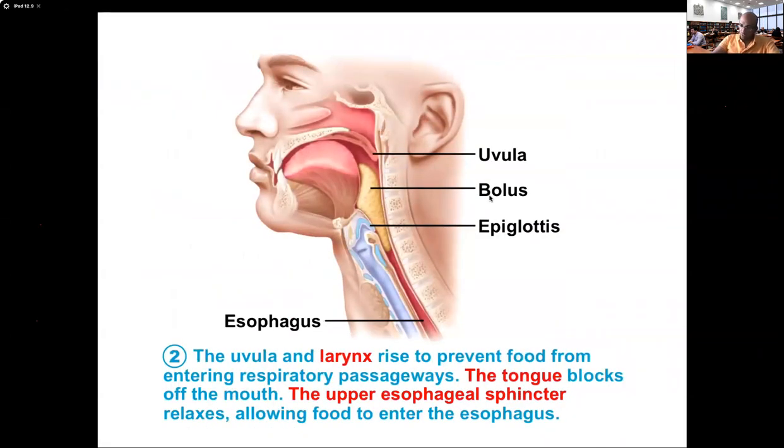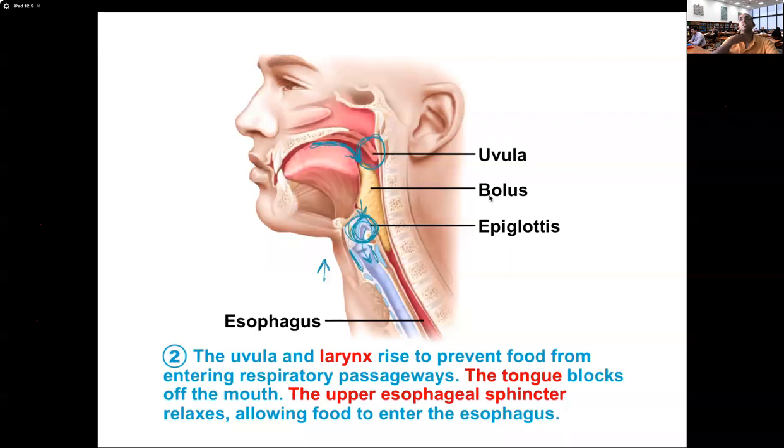What you're going to see on here, when you allow the food to move down from the oral cavity to the oropharynx, you need at this point to close the upper and lower airways. So you're going to be moving the larynx up. At the same time, you're going to kink the epiglottis, closing the larynx. So no food is going to be able to move into the larynx.